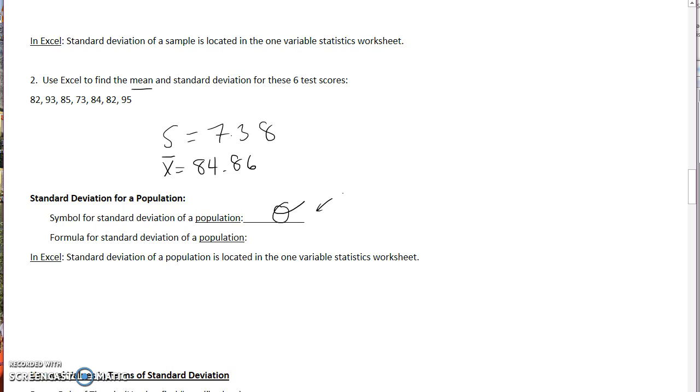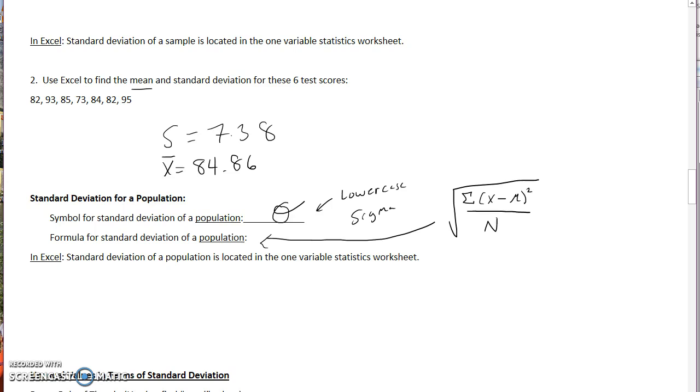This is a very messy version. This is a lowercase sigma. We saw the capital sigma earlier in this course related to a summation symbol, but the lowercase sigma is here, all right? And then the formula for standard deviation, I don't have enough room to write that there. So the formula for standard deviation of a population is a little bit different. It's still going to start out the same way with the square root, but it's going to be x minus mu squared divided by capital N.